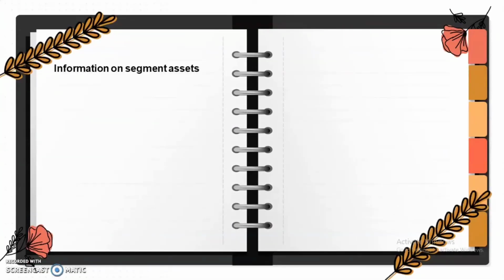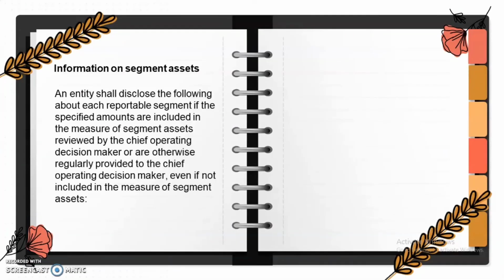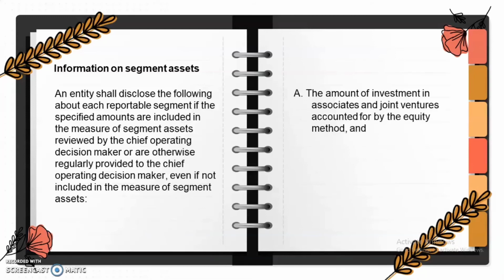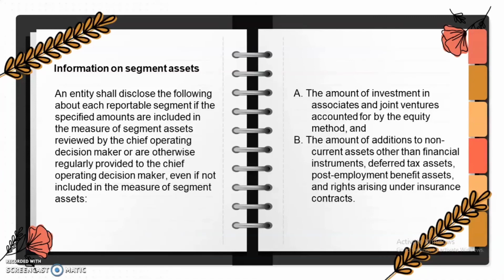Information on segment assets. Here, two of the following should be disclosed by an entity about each reportable segment, if the specified amount is included in the measure of segment assets reviewed or regularly provided to the Chief Operating Decision Maker, even if it is not included in the measure of segment assets. So letter A, the amount of investment in associates and joint ventures accounted for by the equity method, and the amount of additions to non-current assets other than financial instruments.